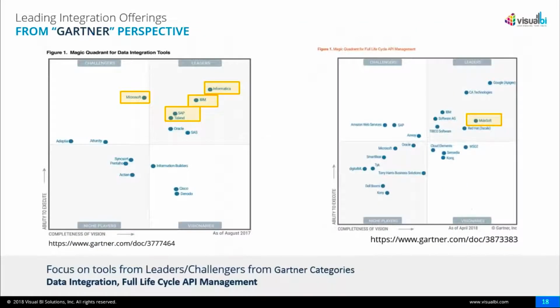So what we're looking at from a Gartner perspective here, to your left, you have the data integration tools quadrant, and to your right, you have the full cycle API management. We have picked Mulesoft from the full cycle API management for a quick discussion today. And from the data integration tools, we have chosen Informatica, IBM, SAP, and Talend from the leaders group, and Microsoft from the challengers group.